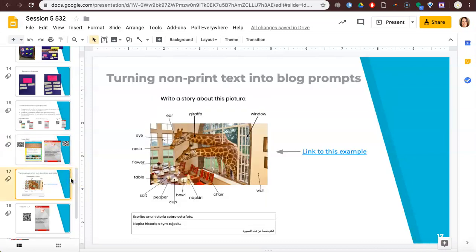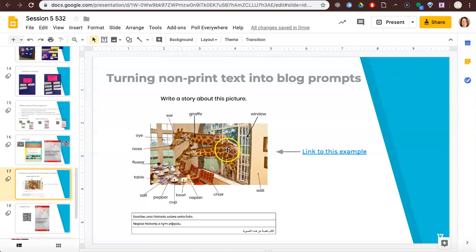Here's another example of a lower ELP prompt I had that a QR code would link to. And I gave you a link to this if you'd like to use it. But this kind of ties into our last session of turning non-print text into something we can use with our ELs. So here is a non-print text. I just found an interesting picture, and you can get an interesting picture from Google Arts and Culture. You can get it from anywhere, from what's going on in this picture, anything.